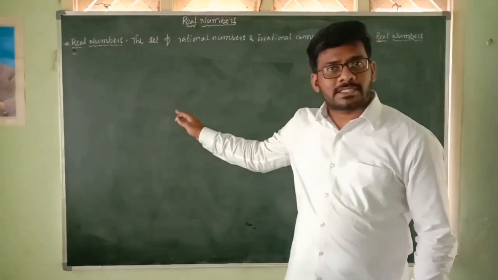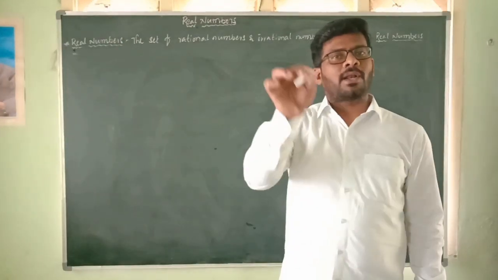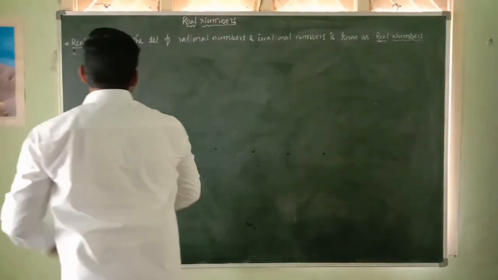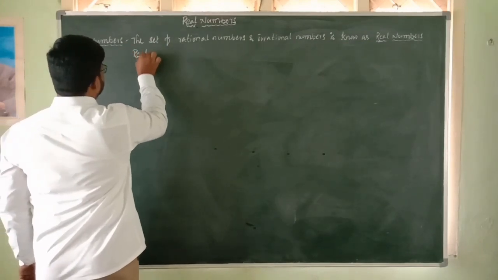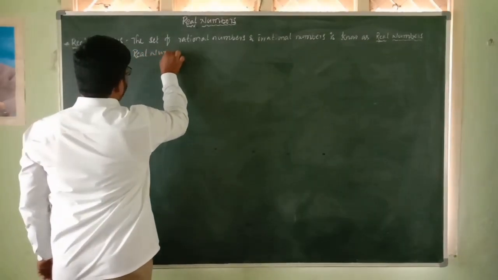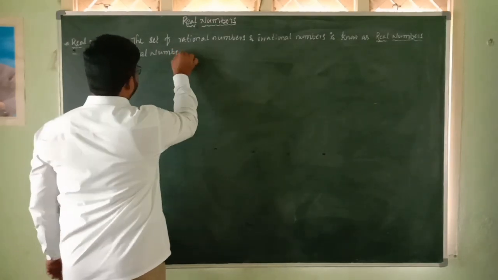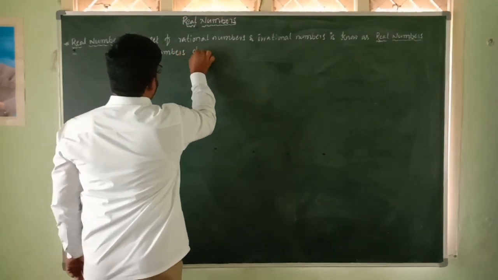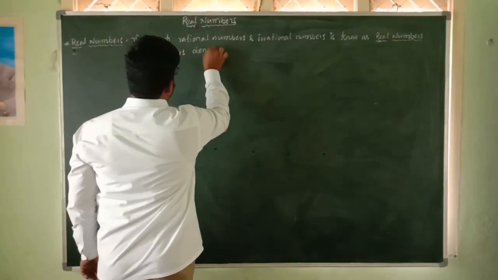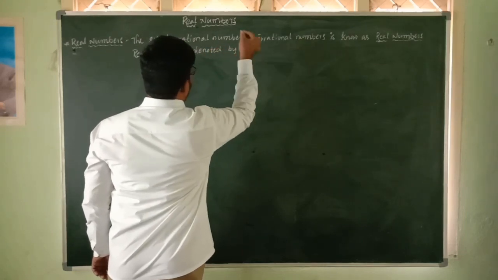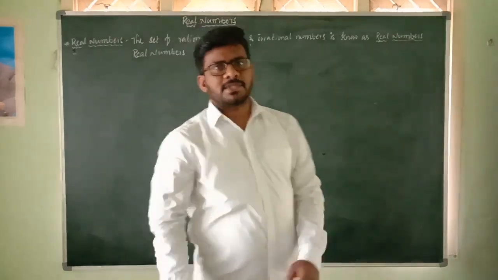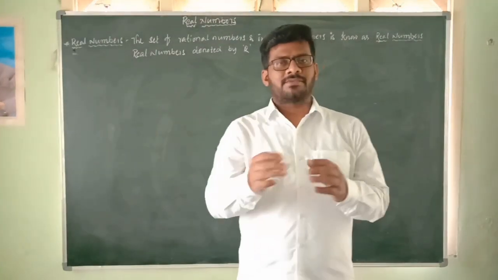These real numbers are denoted by capital R. Real numbers are denoted by which symbol, children? Capital R.